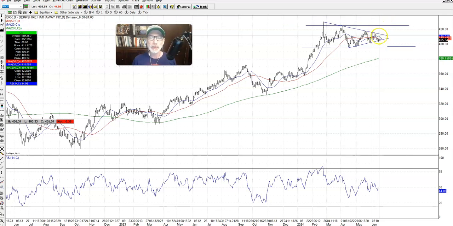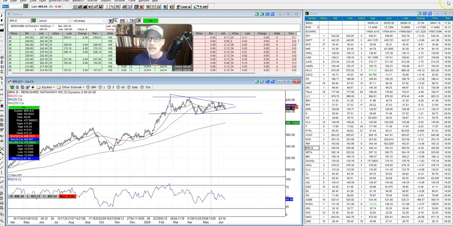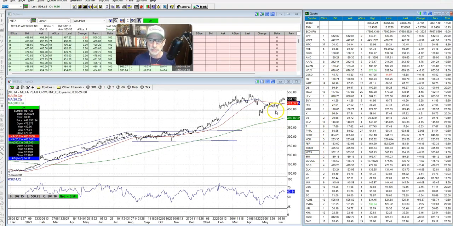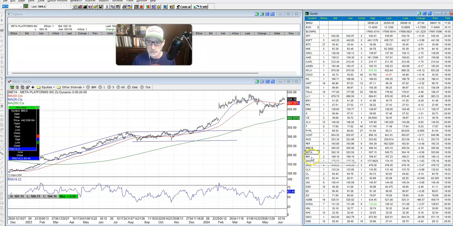So sooner or later, Warren Buffett's Berkshire Hathaway stock price, this is the Class B shares, is going to blast higher. So I'm just waiting for that. You can't go wrong with following Warren Buffett. All right, so that's that. Keep an eye on that. Facebook, Meta, also strong.